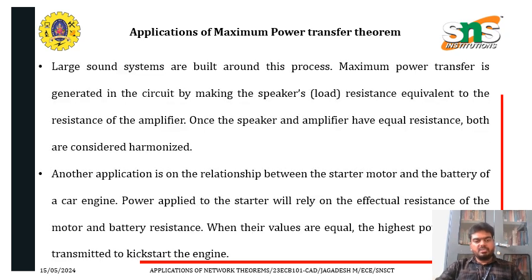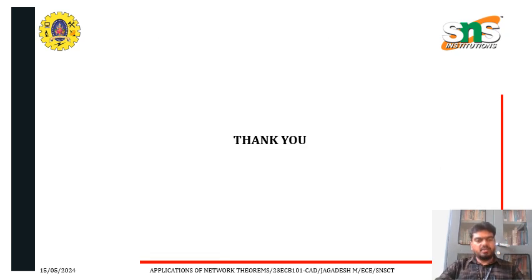The specific applications: large sound systems are built around this principle. Maximum power transfer is achieved in the circuit by making the speaker's resistance equal to the resistance of the amplifier. Once the speaker and amplifier have equal resistance, both are considered harmonized. Another application is the relationship between the starter motor and the battery of a car engine. Power applied to the starter will depend on the effective resistance of the motor and the battery resistance. When these are equal, maximum power is transmitted to kickstart the engine. So, these are all the applications of the network theorems. Thank you.